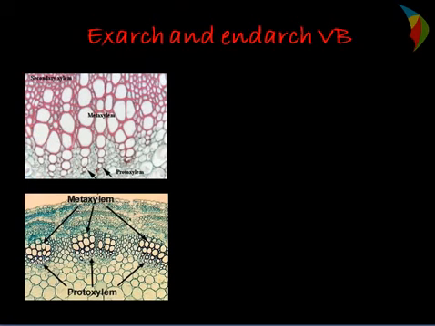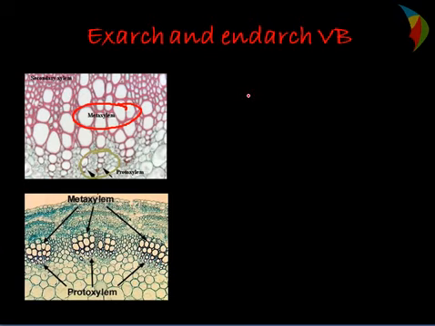Now we move on to the next type of vascular bundle. We can further divide them into two types, exarched and endarched vascular bundle. I'll explain what is exarched vascular bundle. In exarched vascular bundle, the protoxylem, the xylem which is first formed, is towards the periphery and the metaxylem is towards the center. Like in this case, if this is the periphery, this protoxylem is in the periphery and the metaxylem is in the central part.